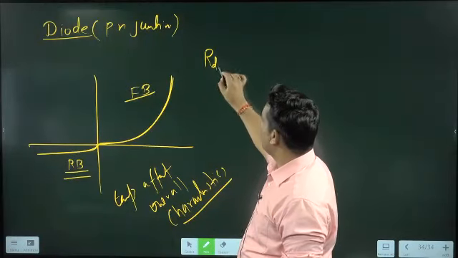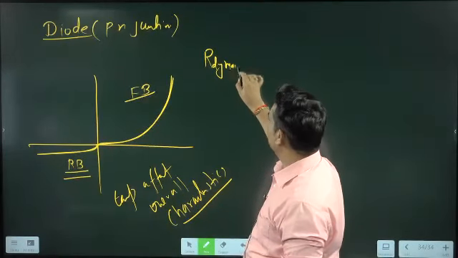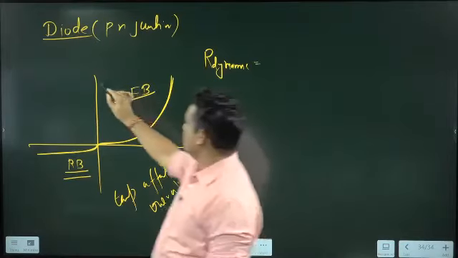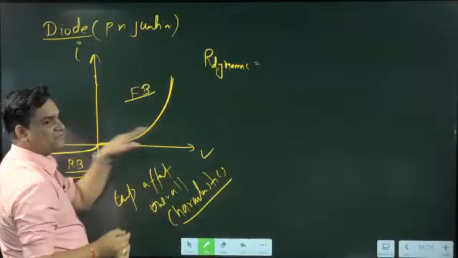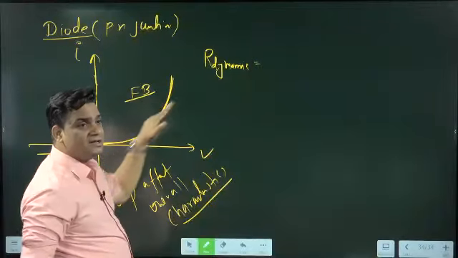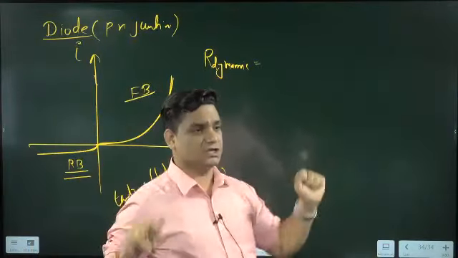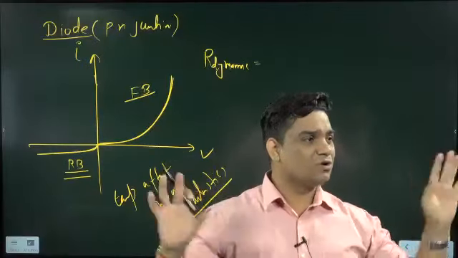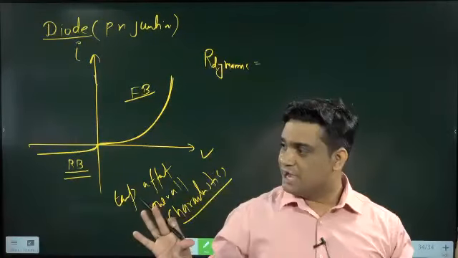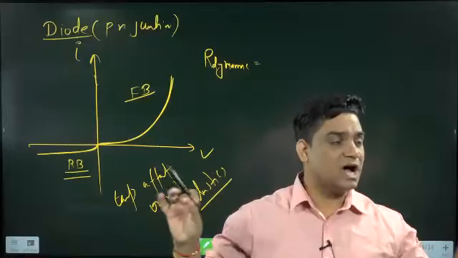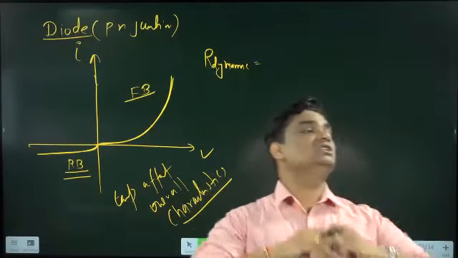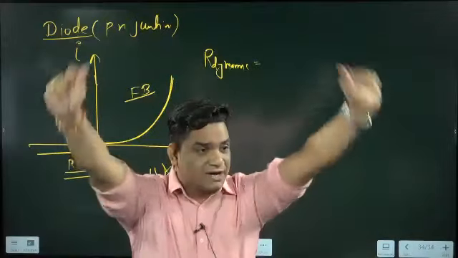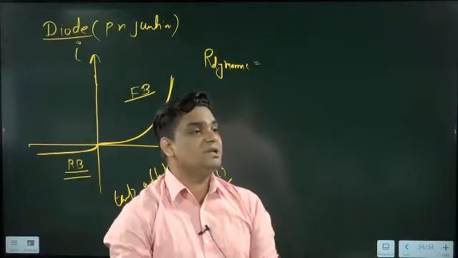We can say R dynamic will be equal to, here we are putting I, this is the V. So we can say here the I and V graph is not linear. If this is a linear graph, then this will be the ohmic devices. So are diodes ohmic or non-ohmic? Diodes are non-ohmic devices. Why are these non-ohmic devices? Because the graph is not linear. If the graph is linear, then only it will be the ohmic devices.